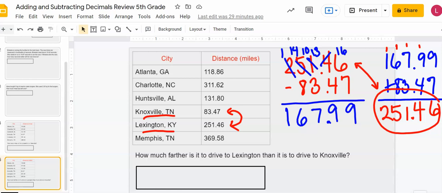So what was the difference? How much further is it to drive to Lexington than it is to drive to Knoxville? So the difference between those two distances is 167 and 99 hundredths miles.